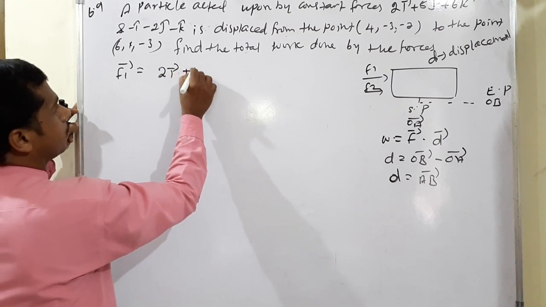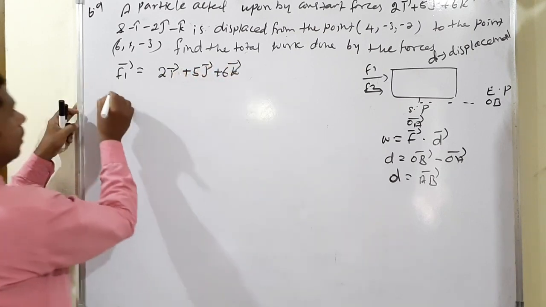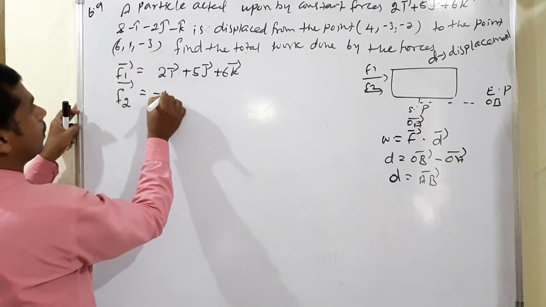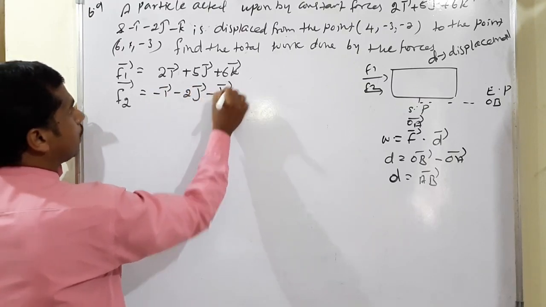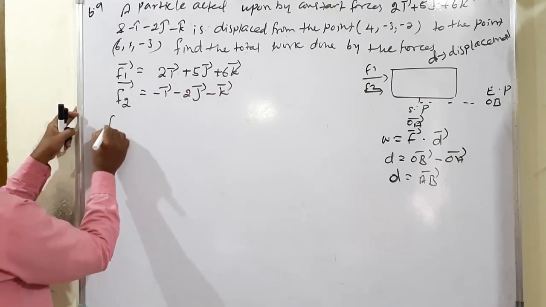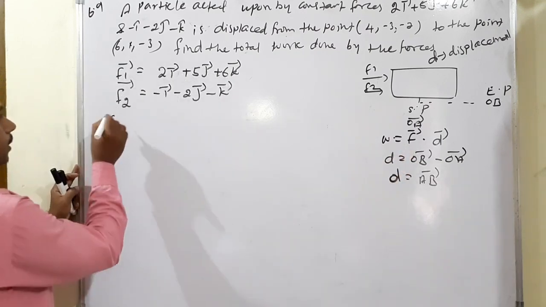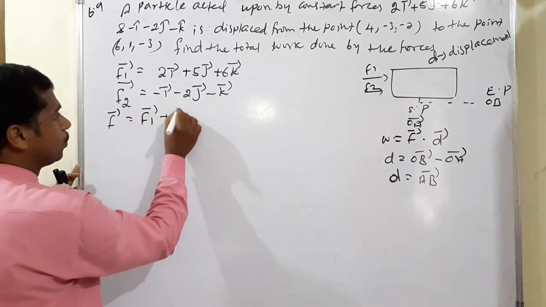2i vector plus 5j vector plus 6k vector. Then F2 is equal to minus i vector minus 2j vector minus k vector. The work done means the formula of force F vector dot D vector, so we add them. Therefore, F vector is equal to F1 vector plus F2 vector.